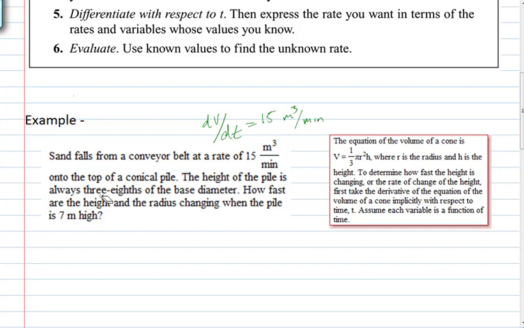Just reading this. It falls onto the top of a conical pile. So I've got a right circular cone here. Okay. The height of the pile is always 3/8 of the base diameter. So whatever the height is right here of this cone, it's always going to be 3/8 of the base diameter, which is 3/4 of the radius, right?